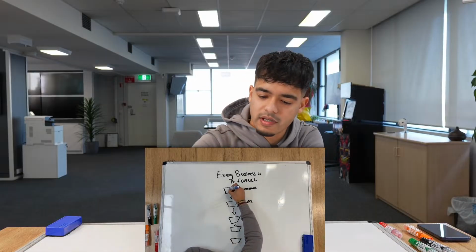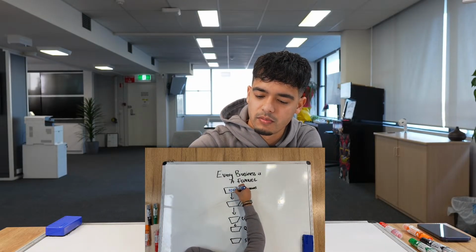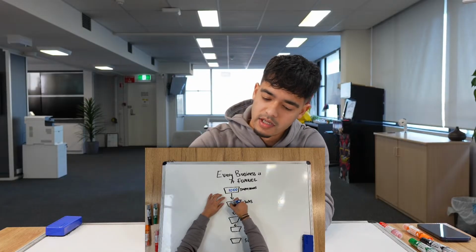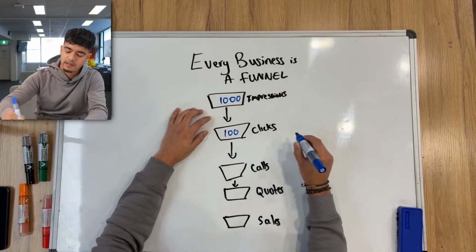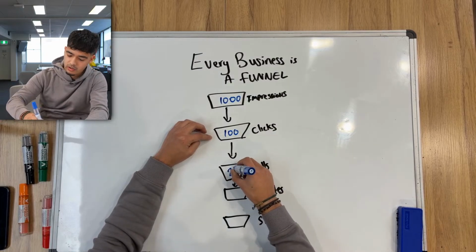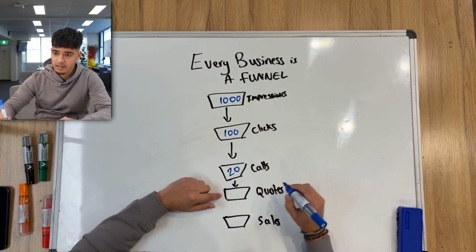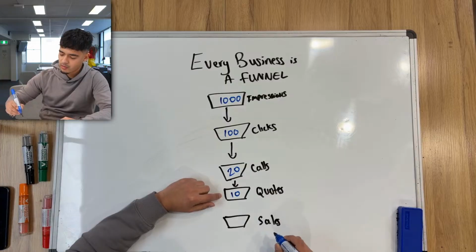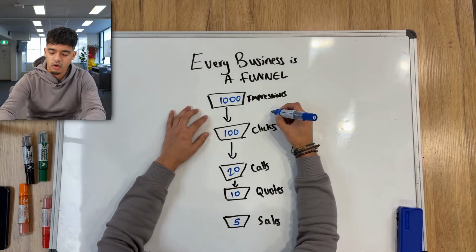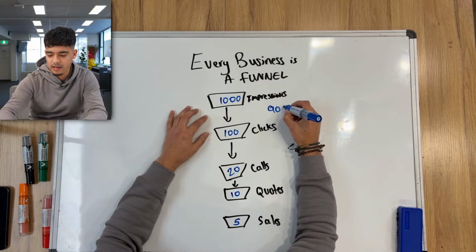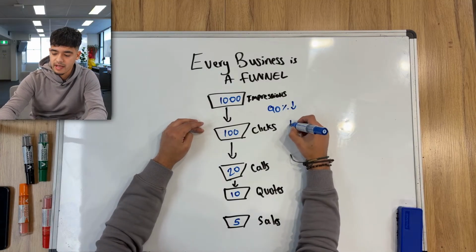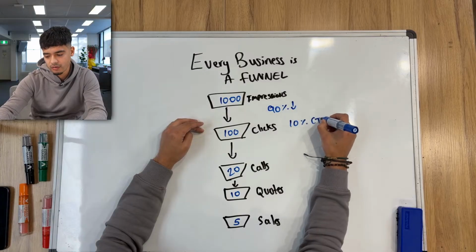So let's put some example numbers into here. Let's assume you have 1,000 impressions on your ads, on your Google ads, on your Facebook ads. You've obtained 100 clicks. And from those 100 clicks, you got, let's say, 20 calls. From those 20 calls, you got 10 quotes, and then you had 5 sales. So if we calculate the drop-off, there's a 90% drop-off from impressions to click, which one could say is a 10% click-through rate.